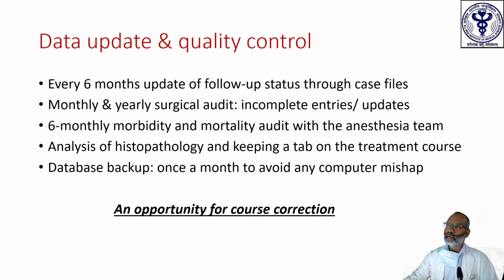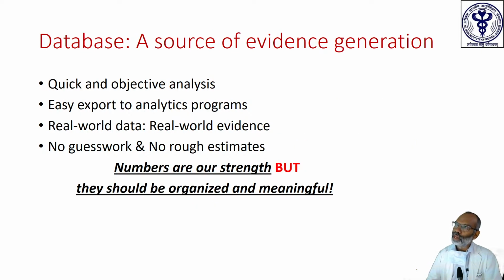One example is analysis of histopathology on a monthly or 2-monthly basis, because that gives you an opportunity to keep a tab on the treatment course of the patients. Someone who has not been planned for treatment, you can actually call them and get them into the system. At the same time, you have to keep a backup because you never trust the computer fully. Anytime it can crash, and for that reason we have a monthly backup. So essentially it gives an opportunity for course correction.